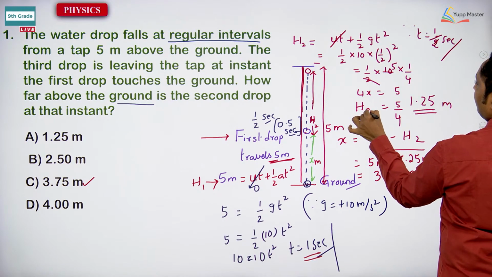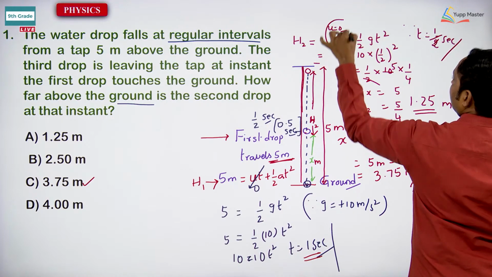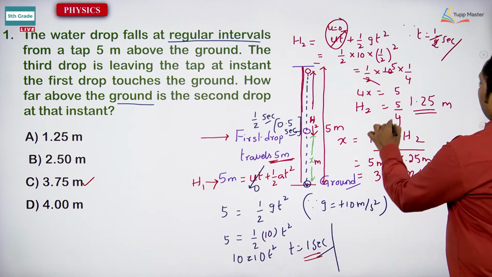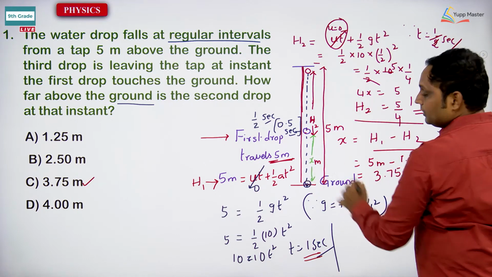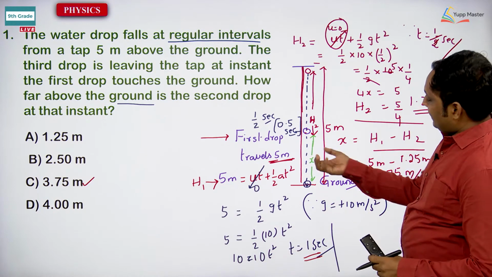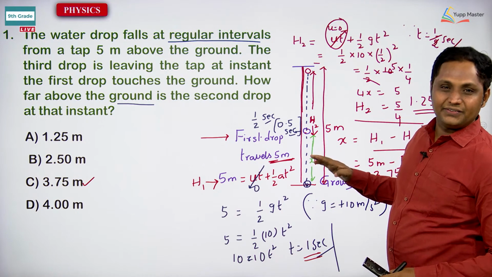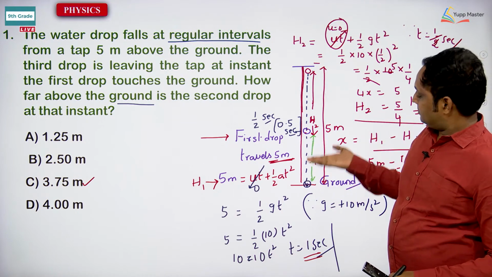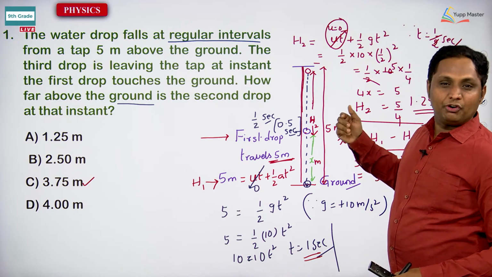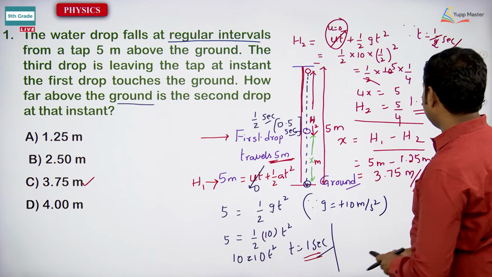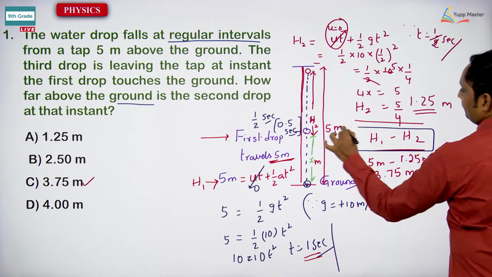This is H2, right. It is going to be 0 because u is equal to 0. Now, you have calculated H2, then you take that x. You need to find out the x value. x represents the distance above the ground level, the distance between the second water drop and the ground, that is very clear. You are going to find this with the help of this final expression.